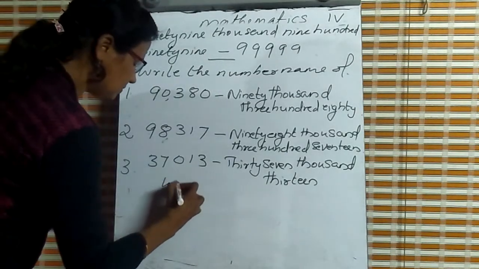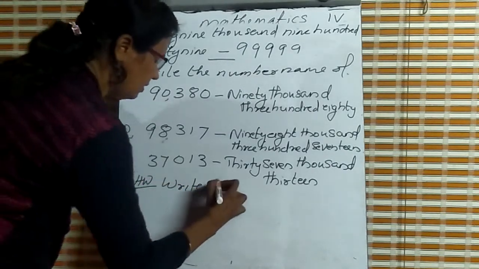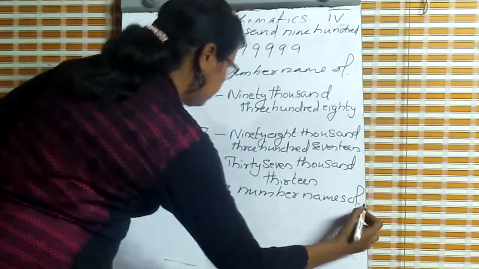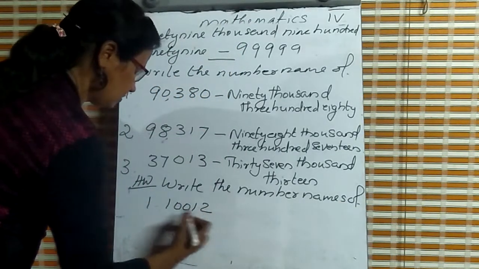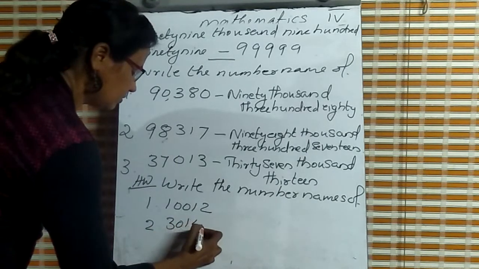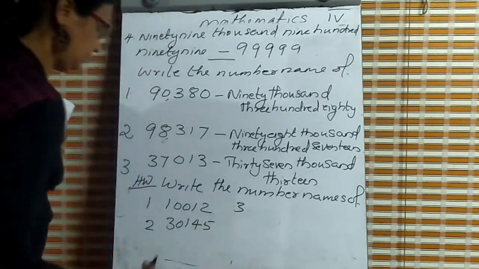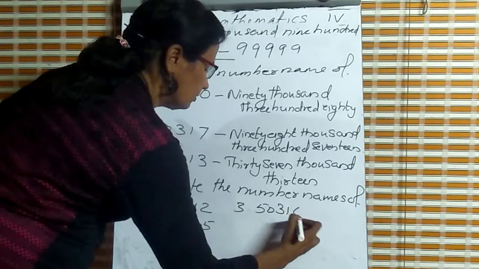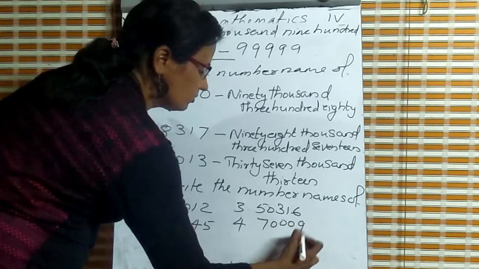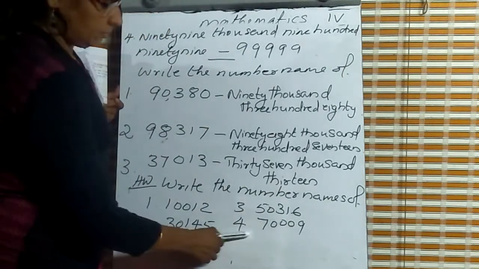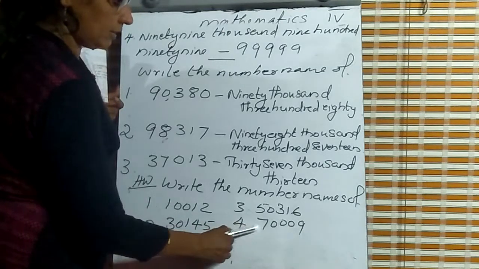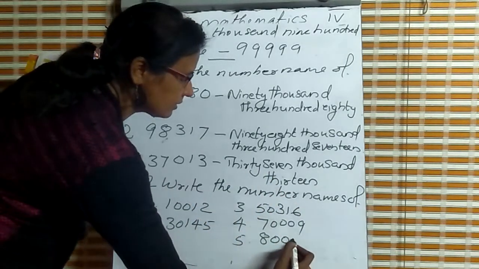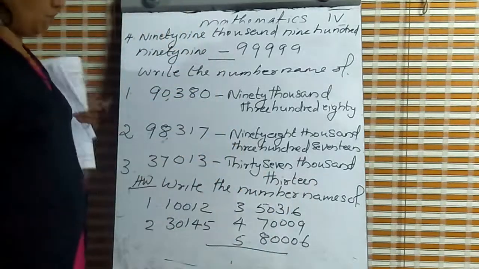Then, homework. Write the number names of 1, 2, 3. Write the number names of 4. Listen, what is the number name of this number? 1s, 10s, 100s, 1000s, 10,000s, 70,000 and 9. These 4 questions are 4. One more question, 5. These 5 questions are for homework. Thank you.